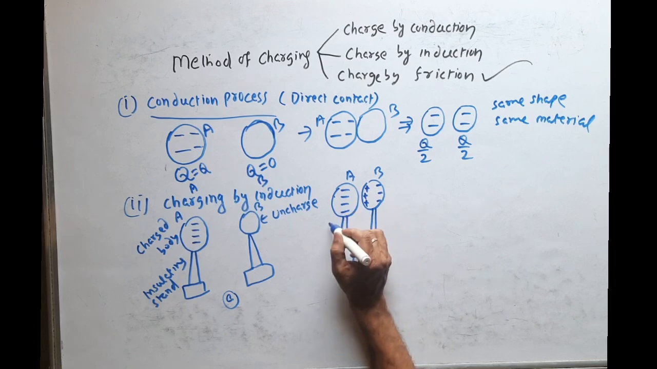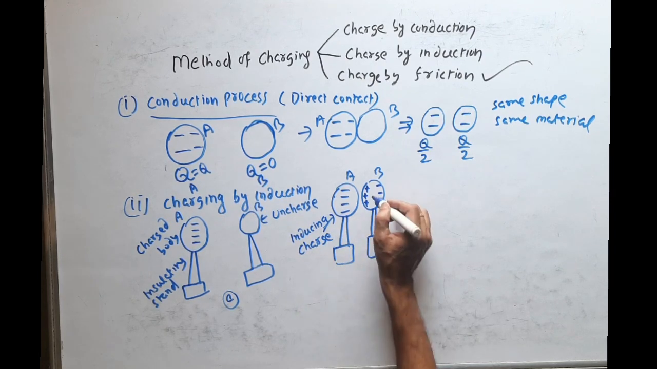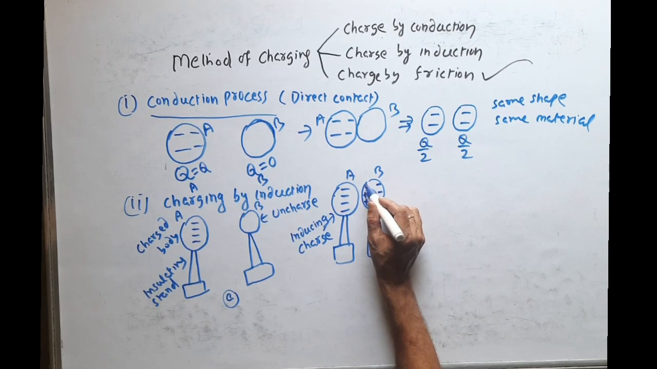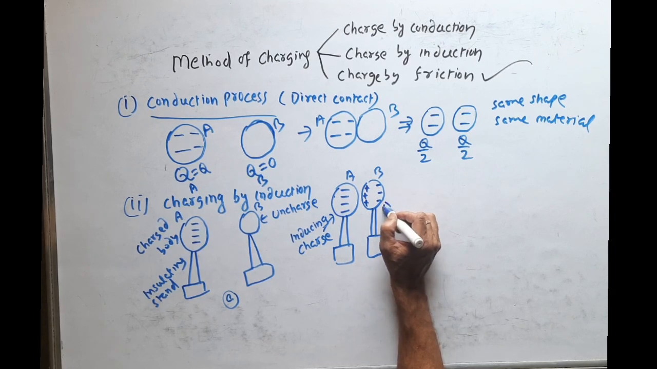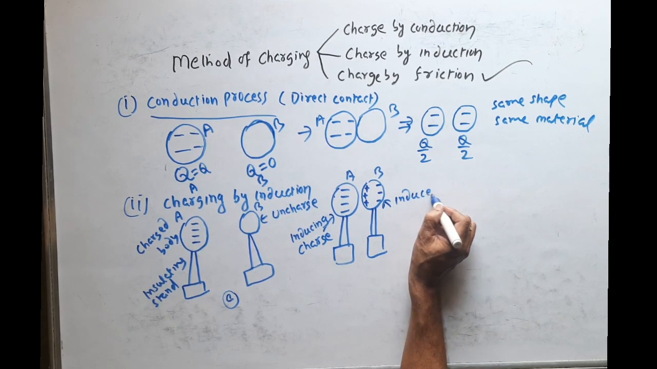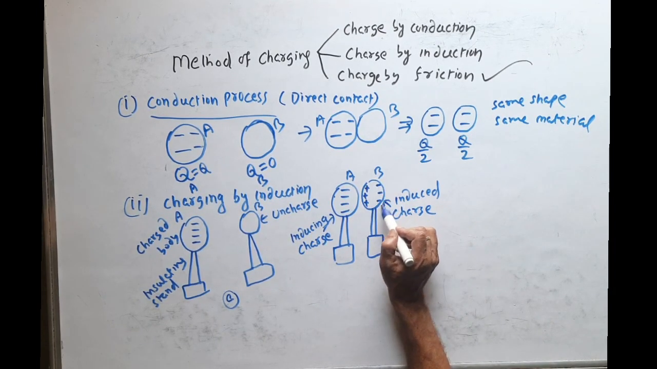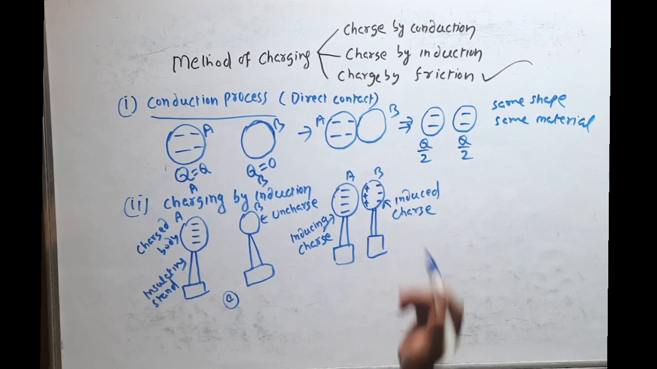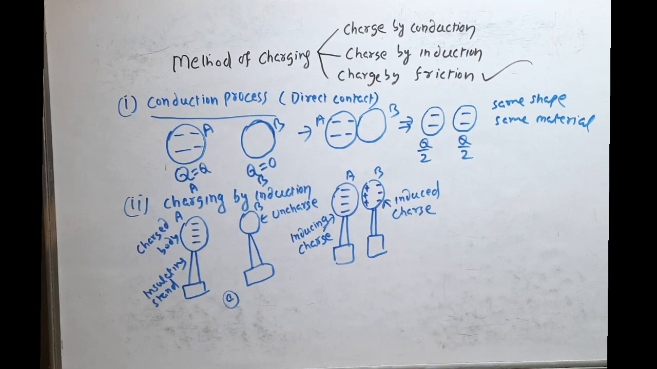This charge on A is called the inducing charge. And the positive and negative charges developed near to A and away from A are called induced charge. But what is the charge of body B? You can say, sir, the charge of body B is equal to 0. Why? Here plus, here minus, total charge is equal to 0.